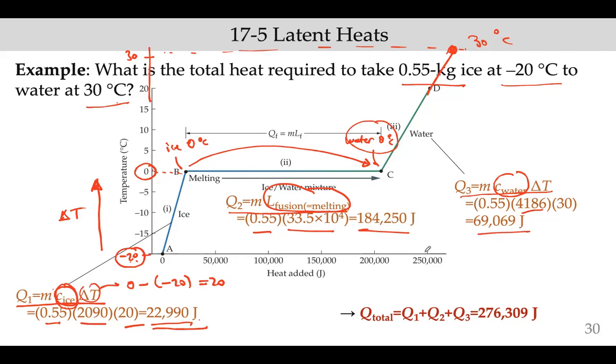Now, the total heat required is actually the addition of all of these. So if you add them up, this is the amount of heat that you have to give to the system to take it from negative 20 to 30 degrees Celsius.